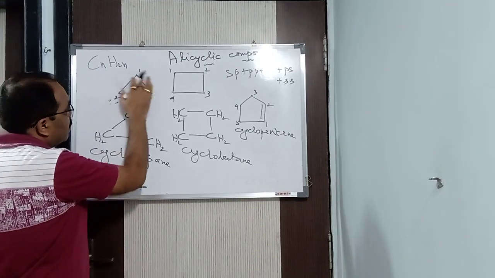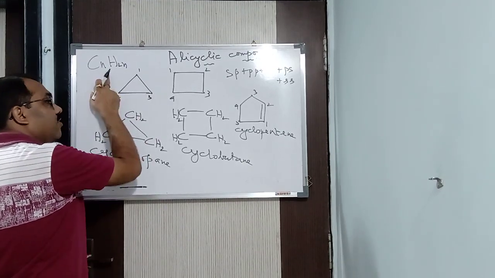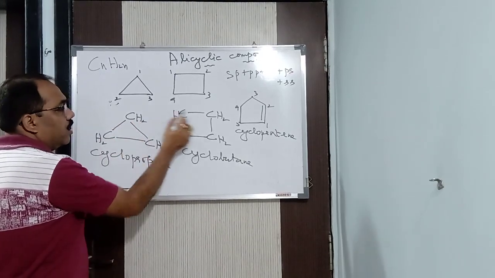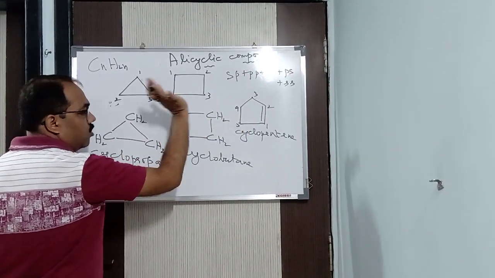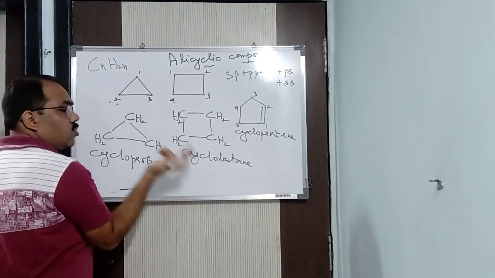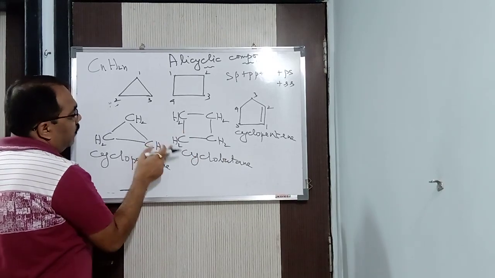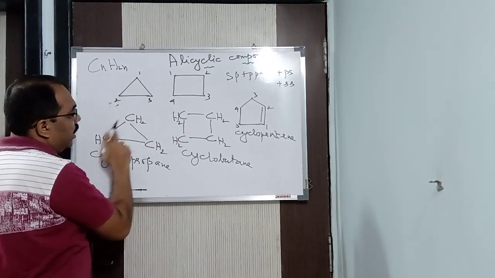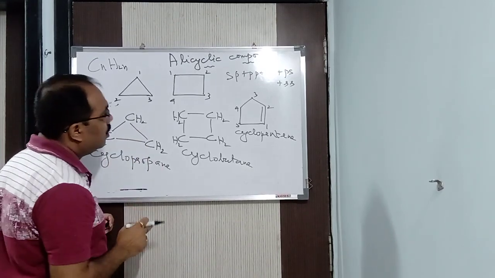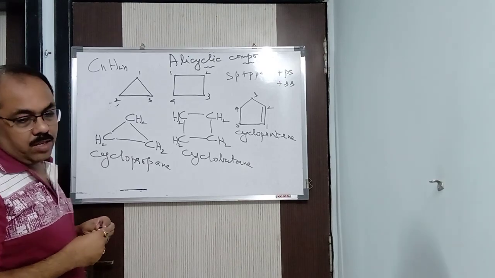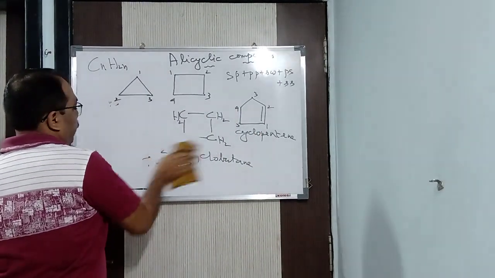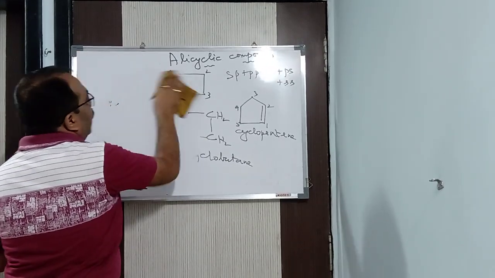Now its properties are similar to those of alkanes. Its formula is that of an alkene, but its properties are similar to those of an alkane. Why? Because all are carbon-carbon single bonds. Here all are carbon-carbon single bonds. If you put a double bond, it's okay, but generally it is carbon-carbon single bonds according to CnH2n. So its formula is similar to that of an alkene, but its properties are those of an alkane, because it has carbon-carbon single bonds present in it. We can say that. Next we will see the rules for writing the IUPAC names of alicyclic compounds.